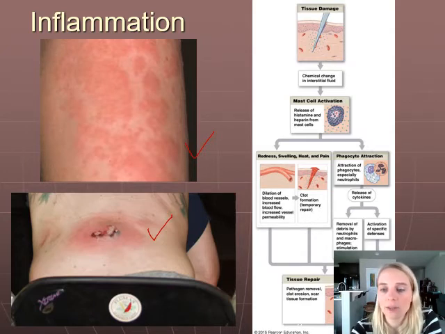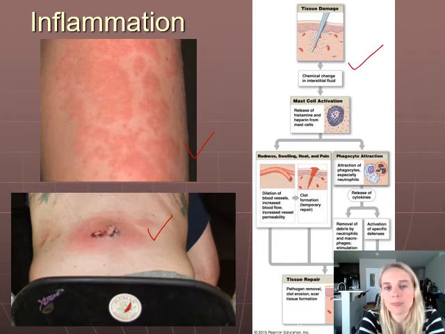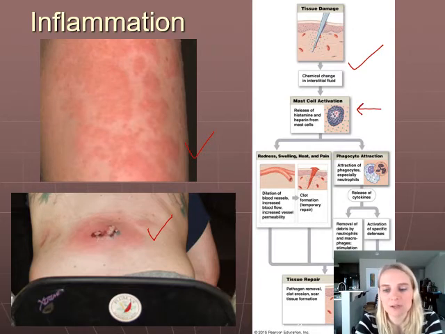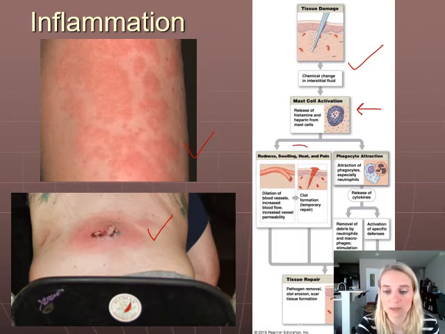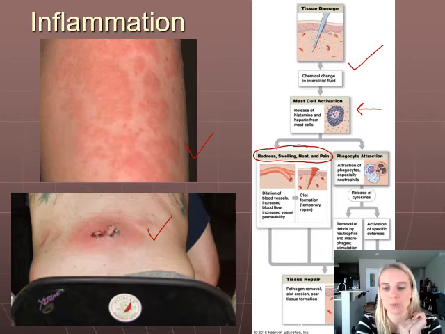So we start with a problem. The problem is your tissues are damaged. That's going to break open cells. It's going to introduce bacteria. It is going to trigger your mast cells, right? So if you remember mast cells from 231, they have these grains of histamine and heparin. They release those to produce those 4 cardinal signs of inflammation, right? So redness, swelling, heat, and pain. We saw that back in 231.